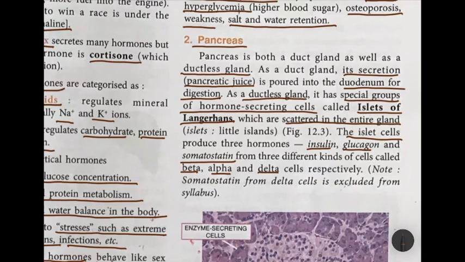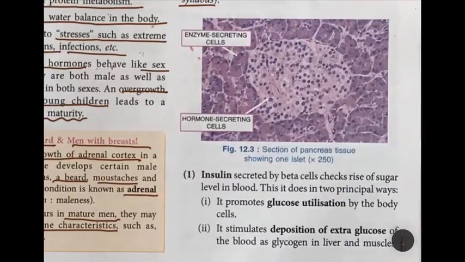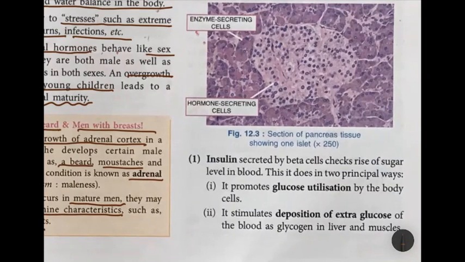That means beta cells produce insulin, alpha cells produce glucagon and delta cells produce somatostatin. And remember children, somatostatin is not required for your syllabus. Now insulin, which is secreted by the beta cells, checks the rise of sugar level in the blood.